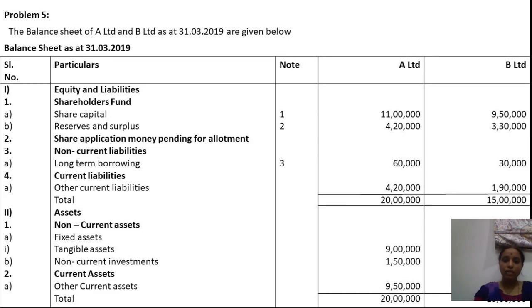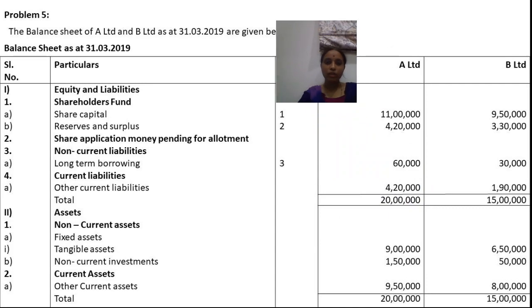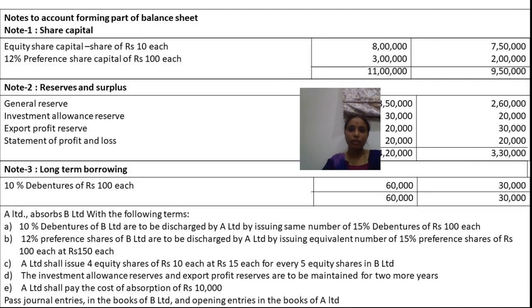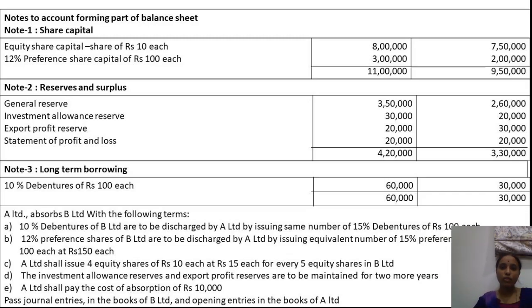So the assets are also given here. The fixed assets, that is tangible assets, is 9 lakh for A Limited and 6 lakh 50 for B Limited, and the non-current investments is also given, that is 1 lakh 50 and 50,000 for B. The total of A Limited is 20 lakhs and 15 lakhs for B on the asset side. Next, the notes to the balance sheet are also given. So we'll see the notes to the balance sheet.